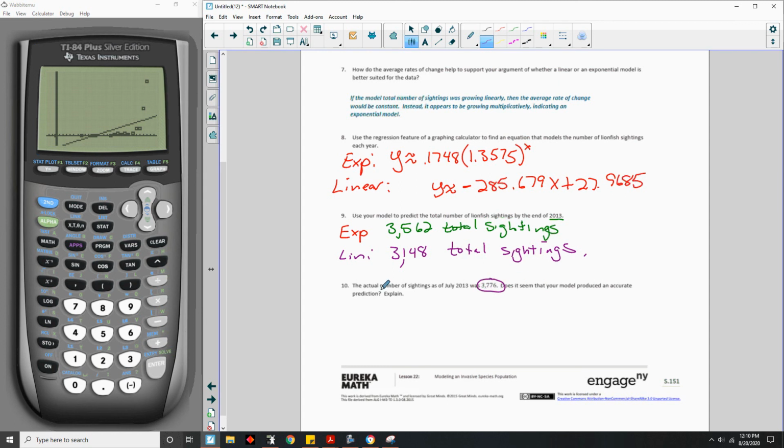Does it seem that your model predicted the accurate prediction? Explain. We are off by a little, so if we took 3,776 and subtracted 3,562, we're off by 214 fish. 214 when we're talking about a total of 3,776 is fairly close. I think it's close enough to say yes. It's a better fit, of course, than the 3,148, which was off by over 600. So exponential definitely was a better fit.